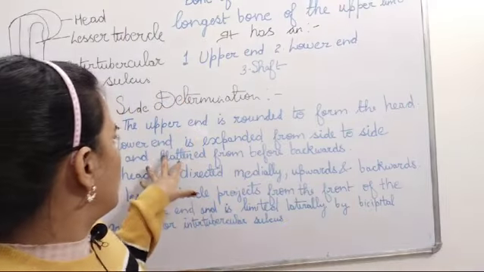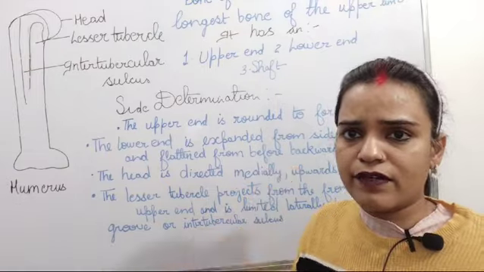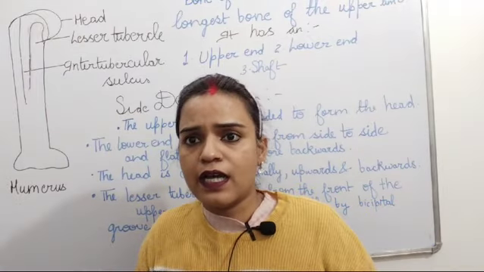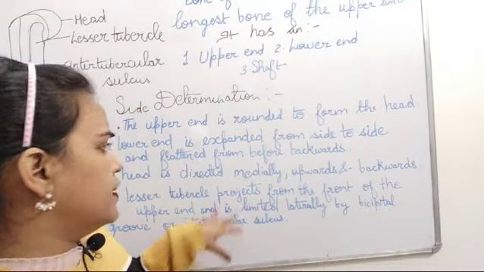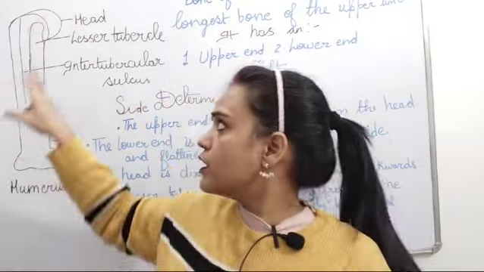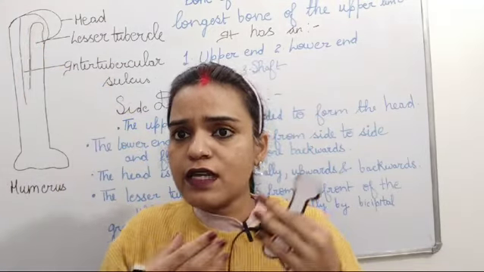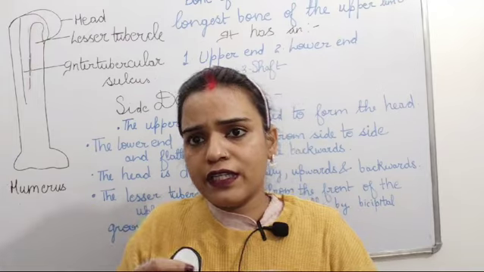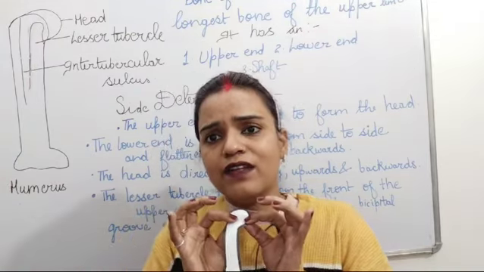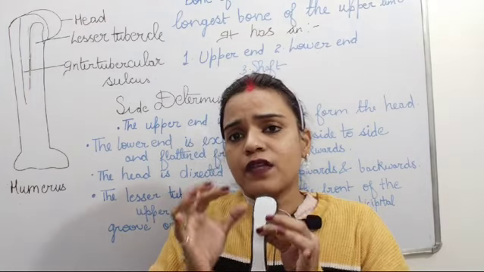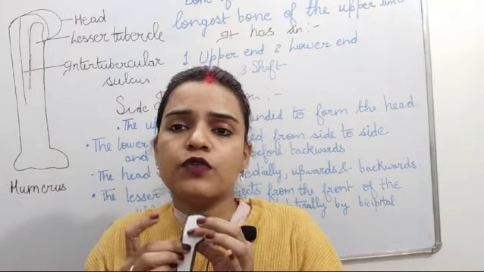Okay, we have some more points, as in the head is directed medially and backwards. I am already telling you this again and again, that the head is directed medially, upwards and backwards. Okay, lesser tubercle, you can see it is projecting from the front side. So these are also the points to identify the side, but the main and the foremost is that the head will lie medially.